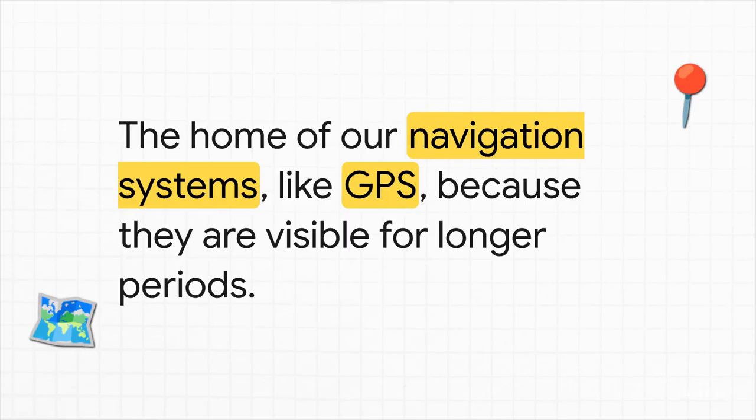Okay, let's climb up to that middle rung, MEO. This is the absolute sweet spot for our navigation systems, like GPS. And why is that? Well, from this altitude, the satellites are visible in the sky for a much longer time. We're talking several hours at a time. That makes them way more reliable for pinpointing exactly where you are.